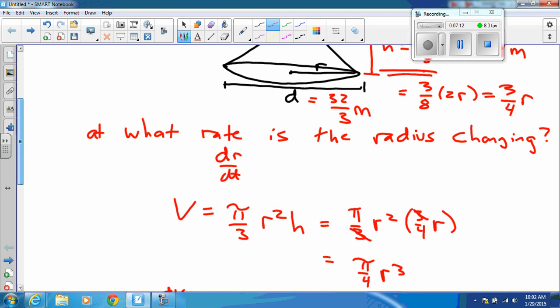Notice that this problem used the same process as the previous problems that we did yesterday. The only difference was that our initial formula for volume had 2 variables in it, so that we needed another condition to substitute away. And that second condition was given to us: the height was always 3/8 of the diameter. And so we worked that into an equation that we can substitute.